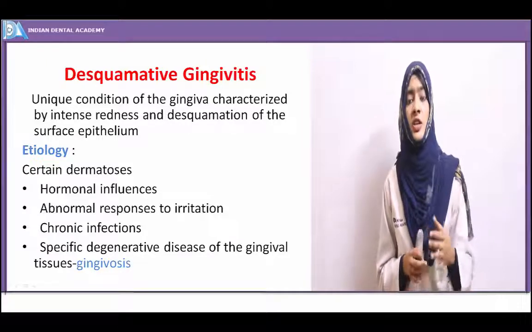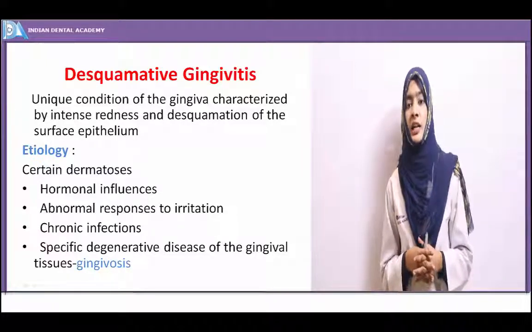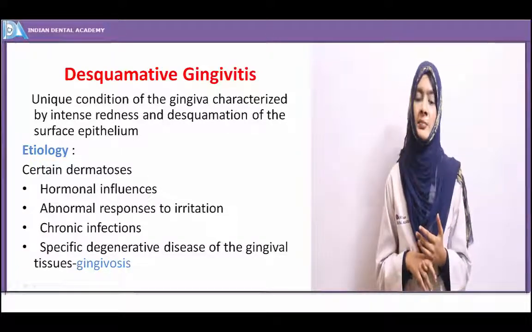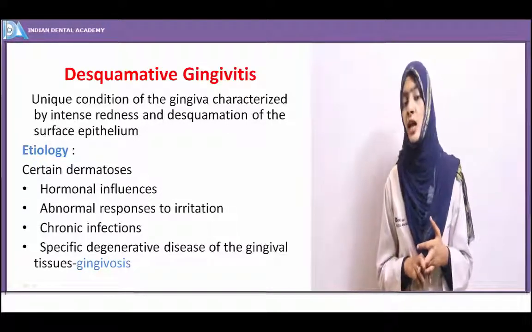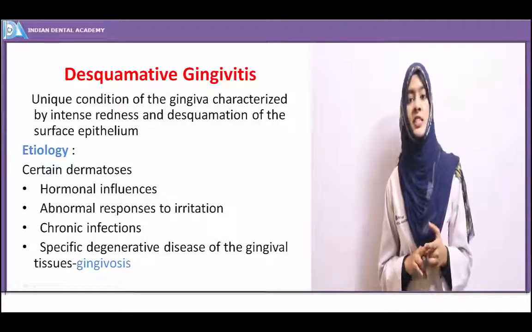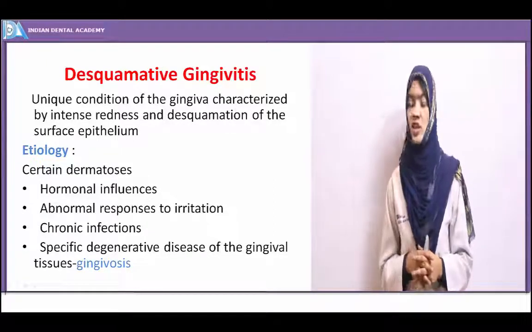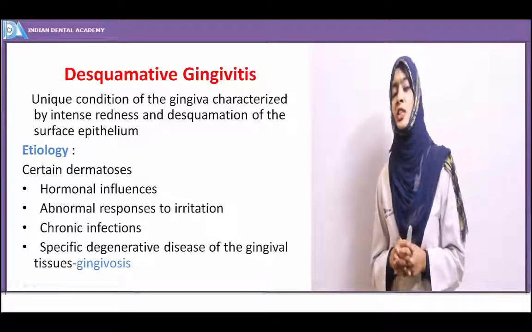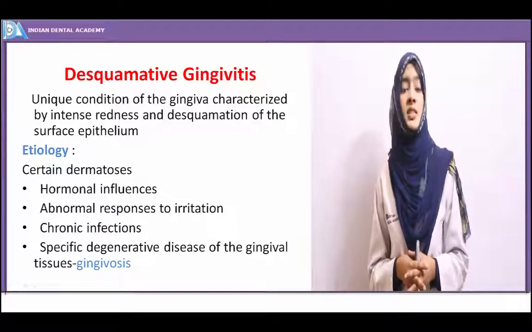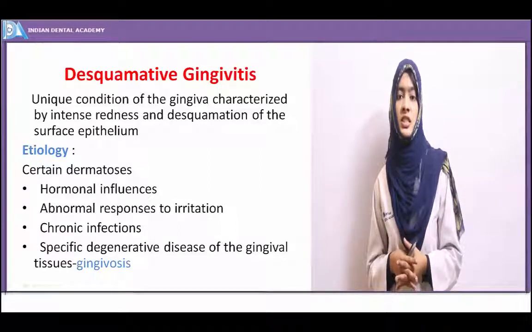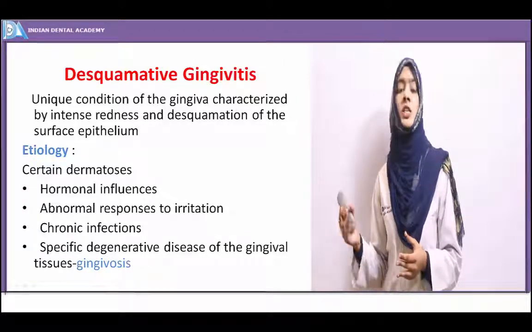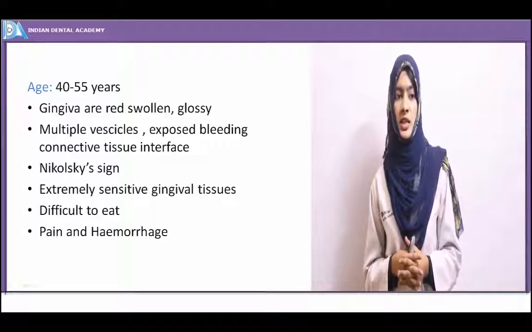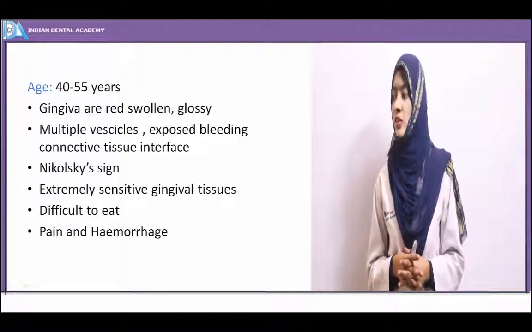As I said, the etiology for desquamative gingivitis is the occurrence of certain dermatoses, that is certain dermatological disorders like cicatricial pemphigoid, lichen planus and pemphigus, which are more commonly implicated. Apart from that, hormonal influences, abnormal responses to irritation or some chronic infections may be the causative factors. Scopp and Mazler, the authors, denoted that desquamative gingivitis is a specific degenerative disease of the gingival tissues, and they gave the term gingivosis to it. Desquamative gingivitis is seen in middle-aged individuals, about 40 to 55 years of age.